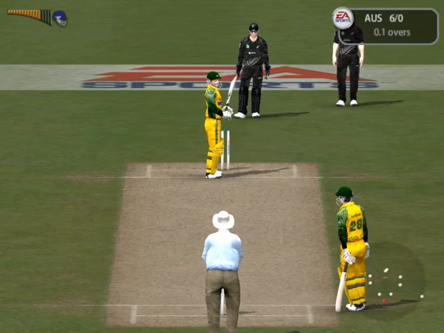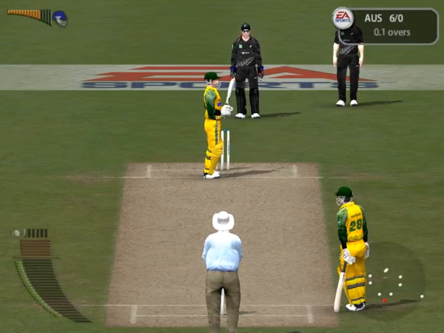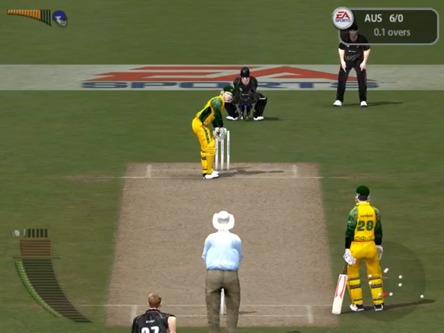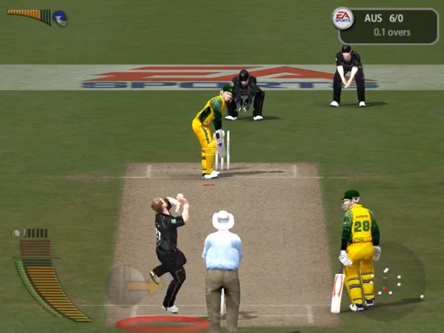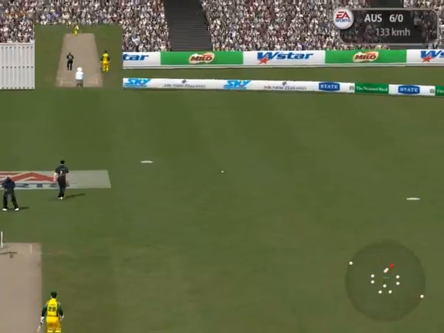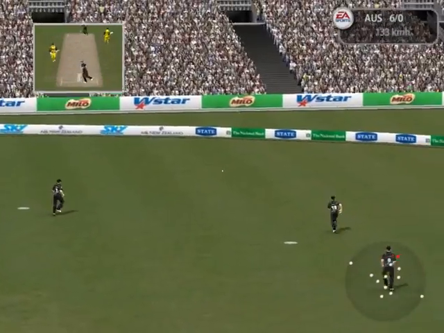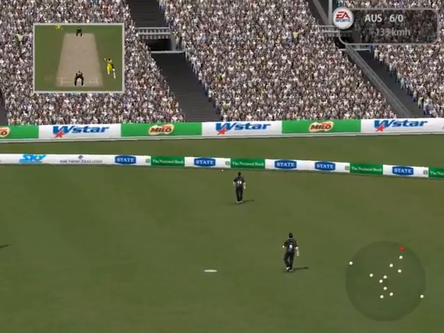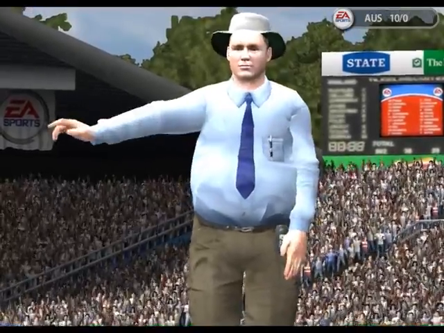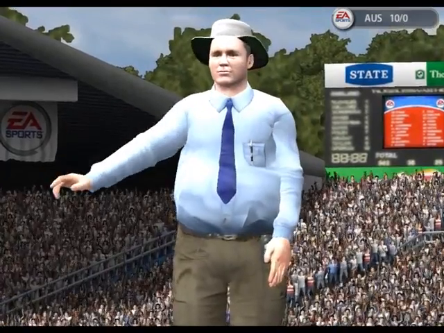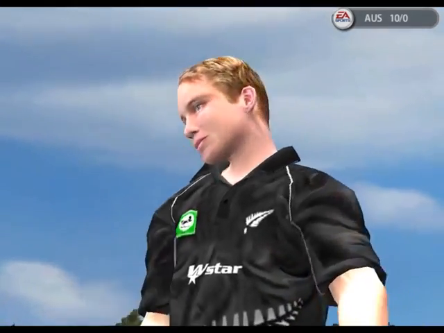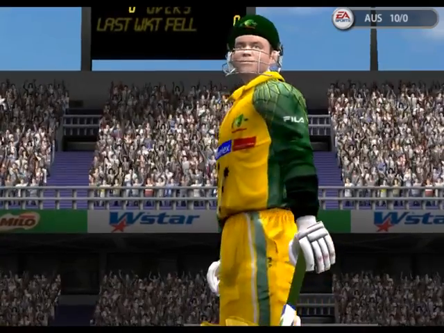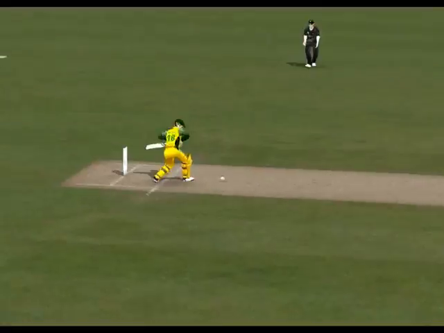Bond to bowl to Gilchrist. Fleming is after that one. That came off the pads. That's gone for 4 byes. 4 byes. That'll go down as a mistake by the keeper. Let's see the action replay of that.